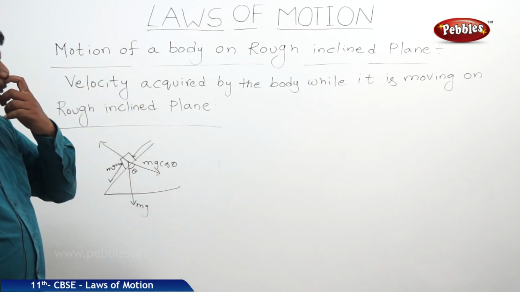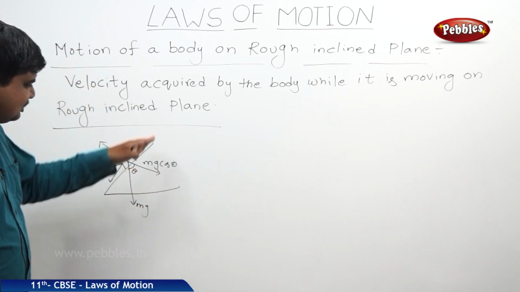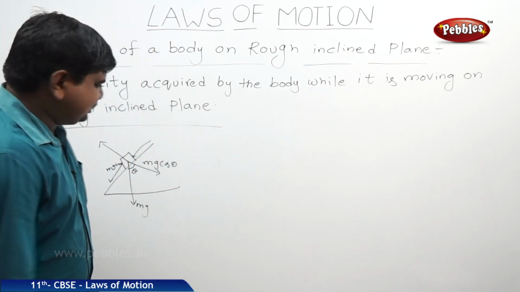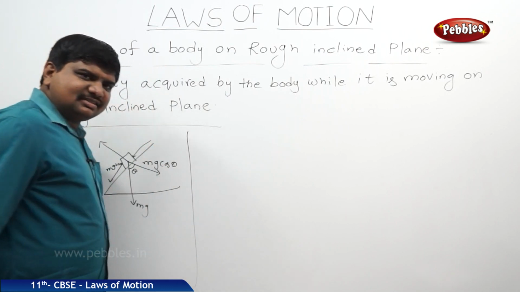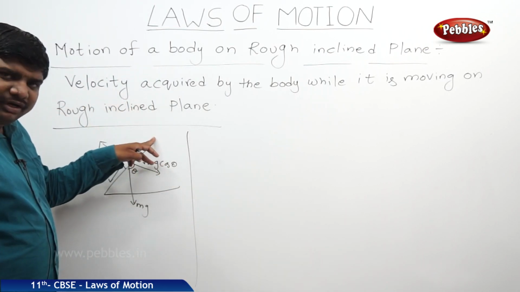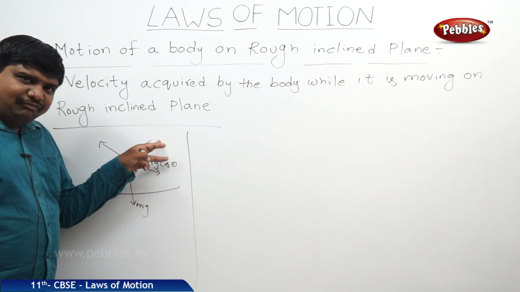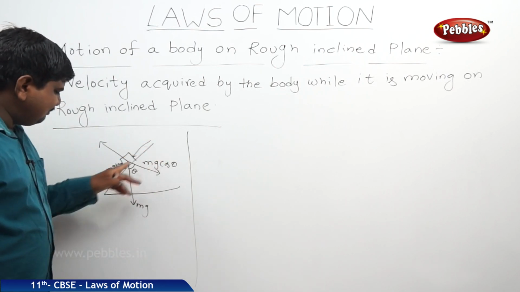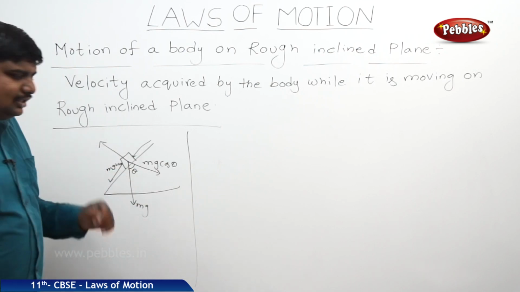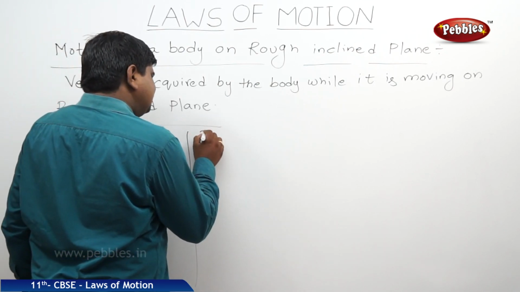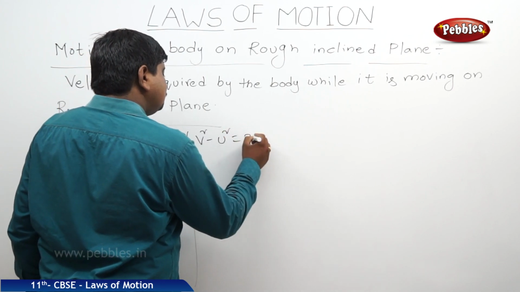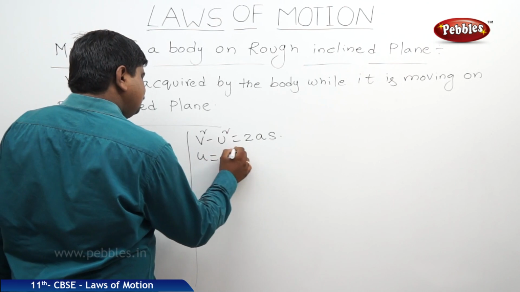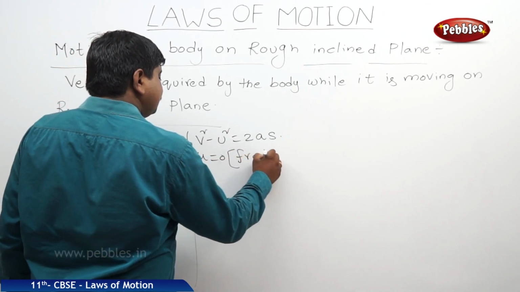But what is the way to find out the velocity acquired by this body while it is moving on the rough inclined plane? We should just use the simple kinematic equations of motion. What are the simple kinematic equations of motion? We can compare this situation with a freely falling body. For a freely falling body, u is 0 and it has traveled some distance with some acceleration. So the equation we should use is v square minus u square is equal to 2as. u is equal to 0 for a freely falling body.